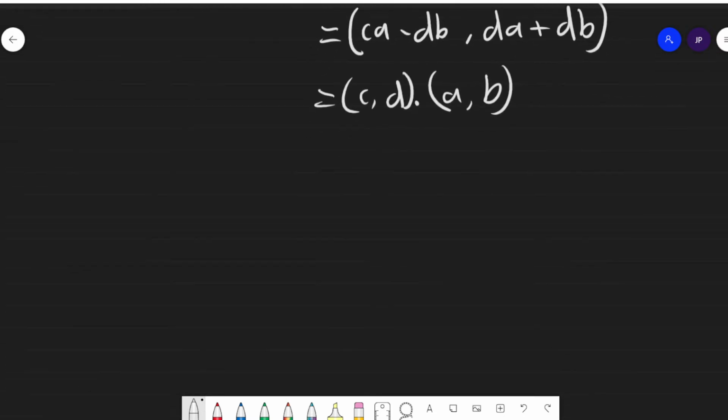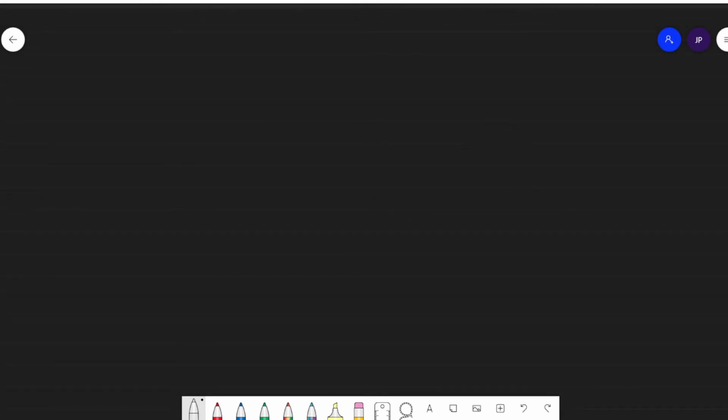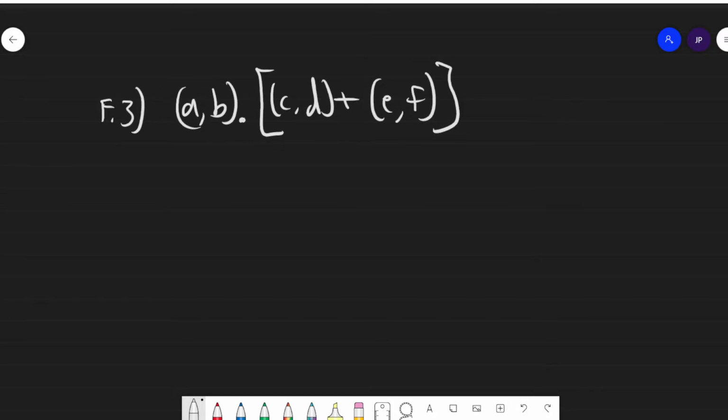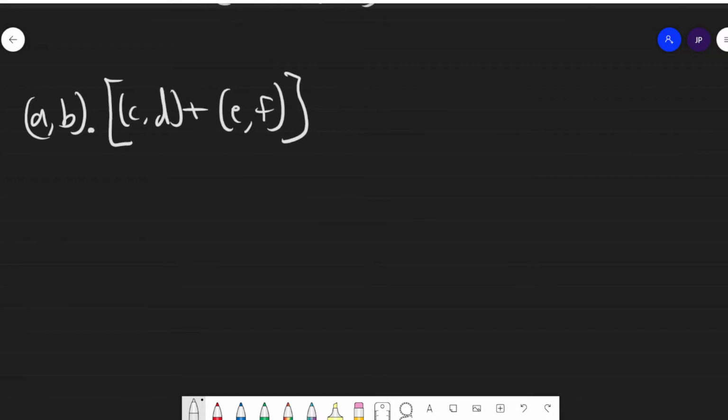Right, so multiplication was fairly easy. For condition 3, so field condition 3, we have to show that multiplication will distribute over addition. So we need to show that the element that I multiply with that addition will actually distribute over the addition. So let's start by doing the bracket part first.